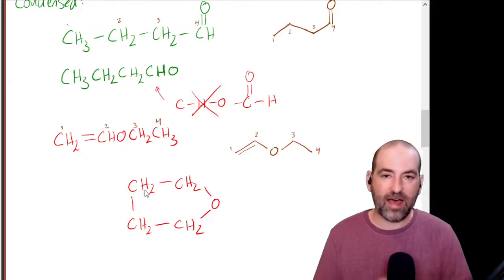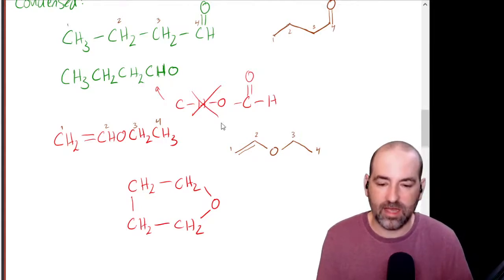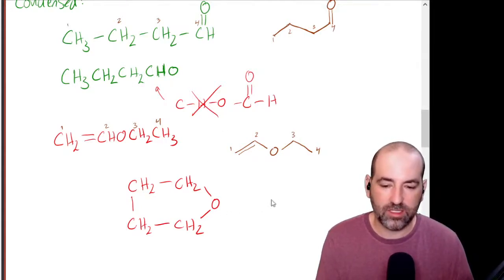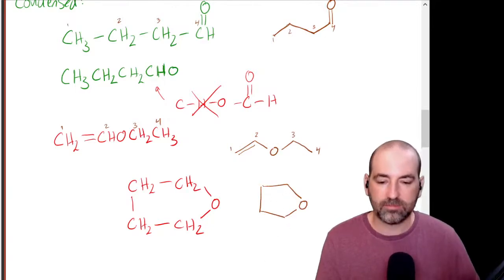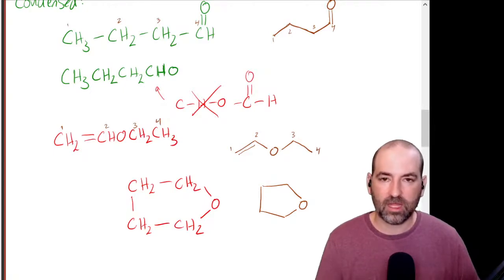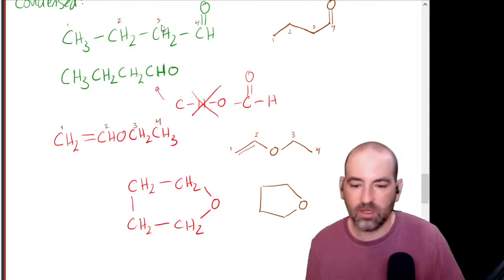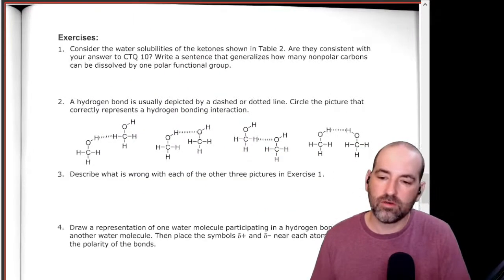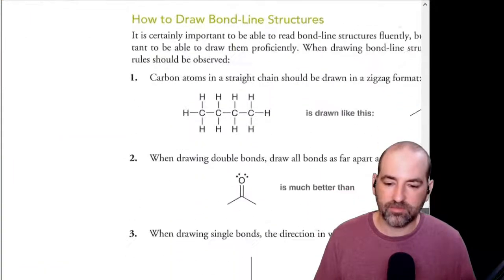The shapes like this are relatively easy with the line structures. We have to make a 5 pointed ring, which would be a pentagon, and then the oxygen would be taking up one of those spots. So we might draw this like that. And that's line structures.